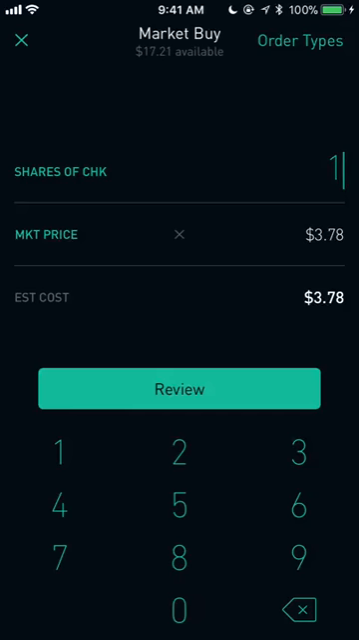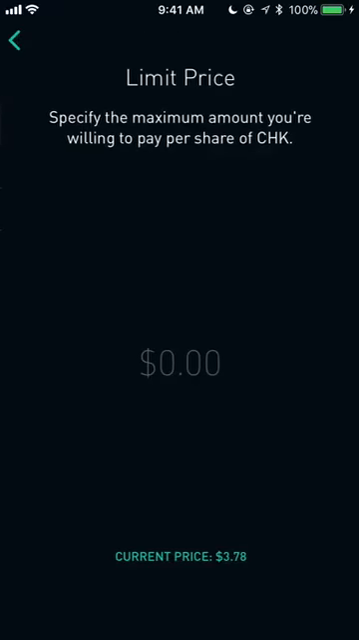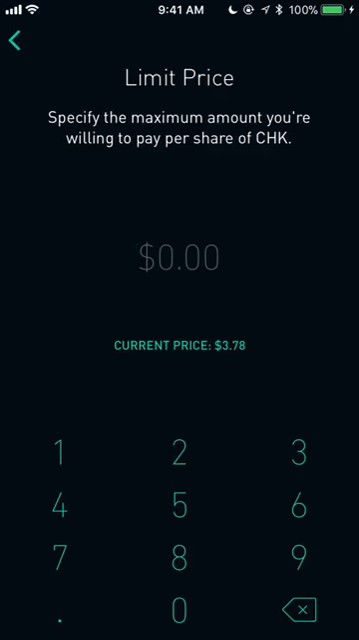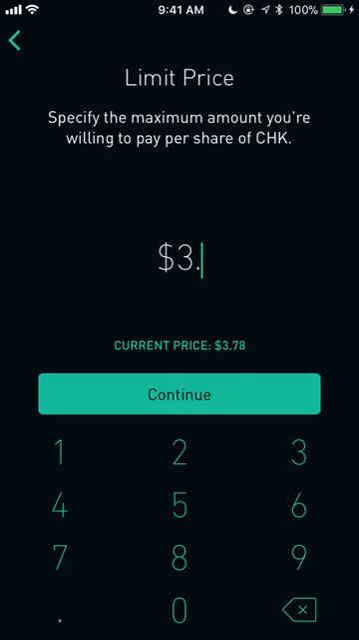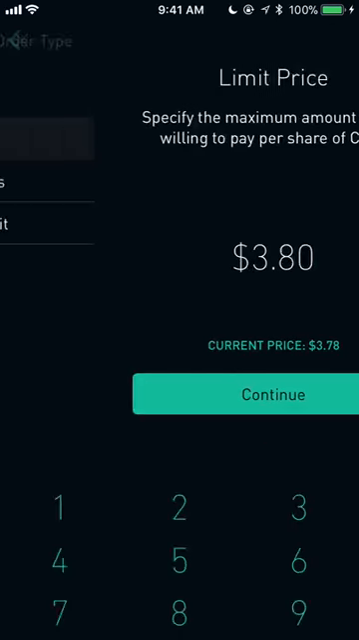Not that that should be a big deal to anyone, but then if we go to limit right here, specify the maximum amount you're willing to pay per share of CHK. So if I do $3.80, I just keep using the same example, that's the maximum amount I'm willing to pay. So if it goes over that before the limit hits, if it's still over that, I won't buy it and the order won't go through. If it does go to that, then I will buy it automatically.